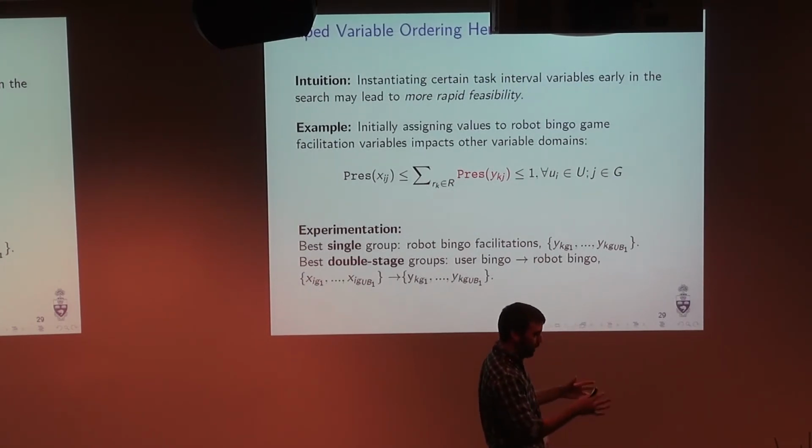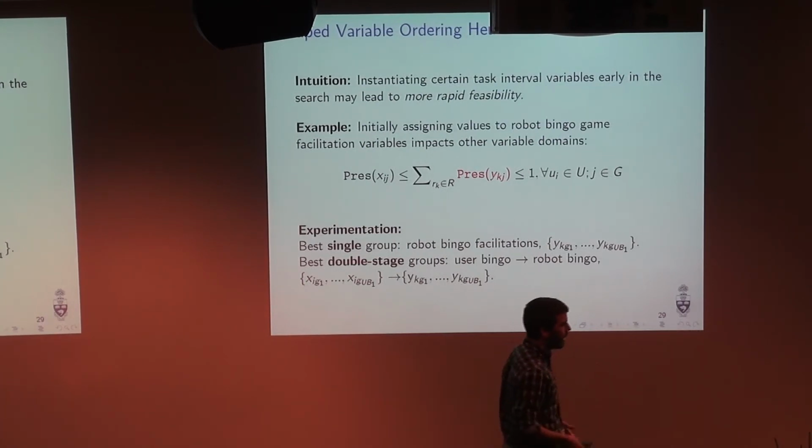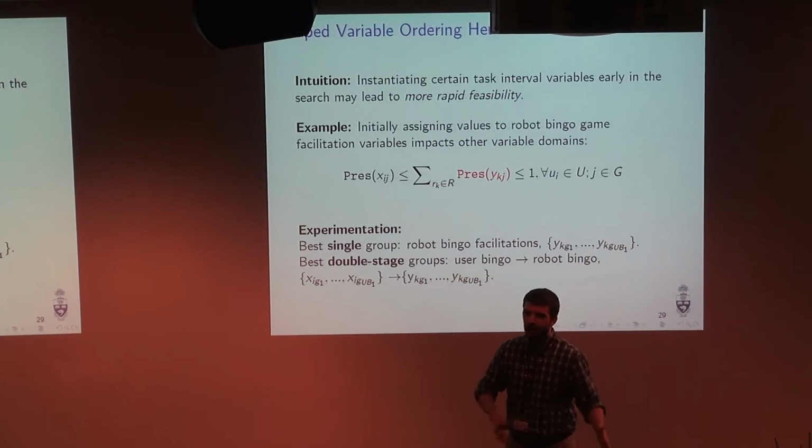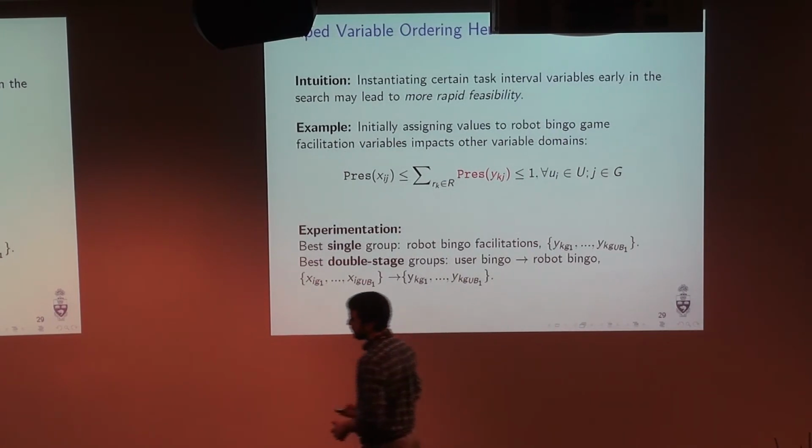And then for bingo games, so bingo games are nice big interval variables, and they have a lot of impact on the domains of other start times of other variables when you actually implement those first. And in terms of double stage, it looked like it was most beneficial to instantiate first user bingo game participation and then robot bingo game facilitation.